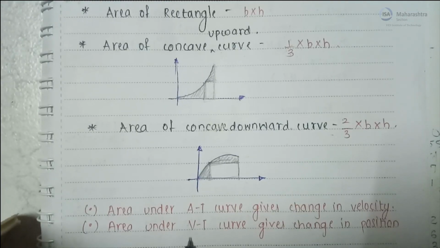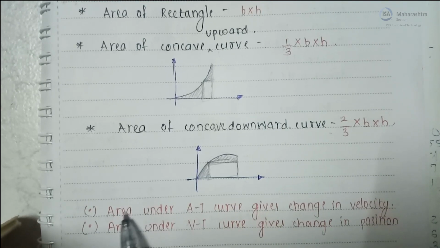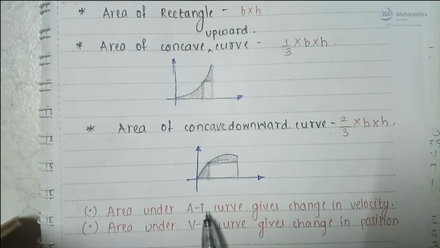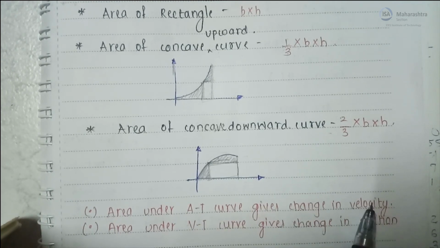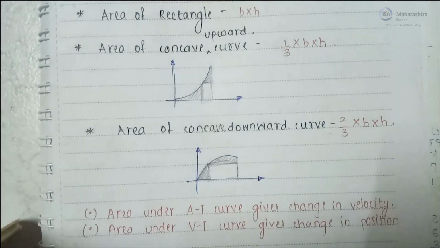These are the 2 very important statements that we must know, or else we will not be able to solve the question. So the first statement is area under acceleration time curve gives us change in velocity. And second is area under velocity time curve gives us change in position.